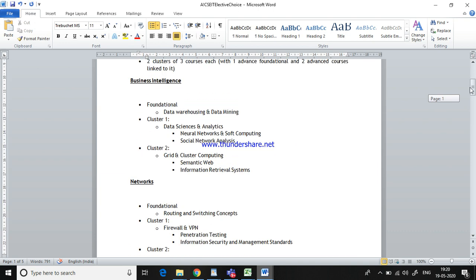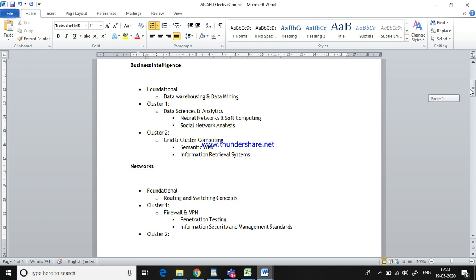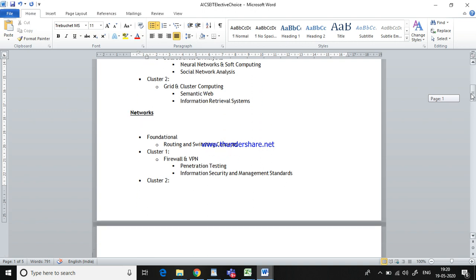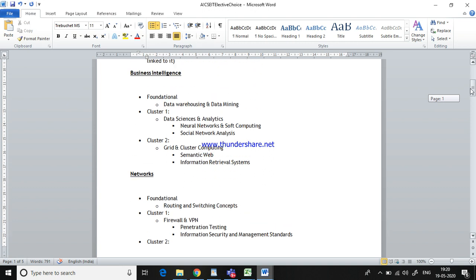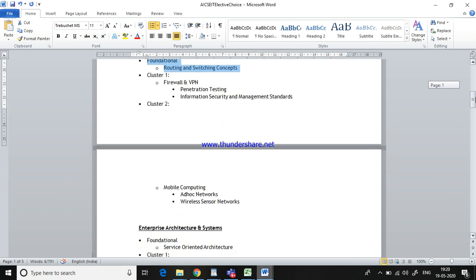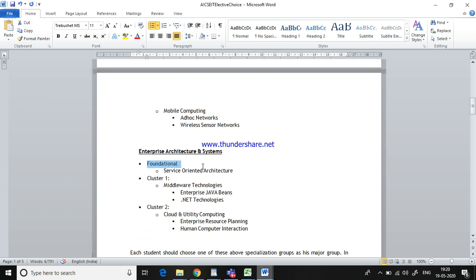The other rule is, after choosing a major group, the student has to choose a foundation elective from the remaining 2 groups. For example, if a student chooses the business intelligence as his major and he takes this as the foundation course and he chooses cluster 1, then he has to choose the remaining 2 foundation courses. He has to choose routing and switching concepts here, and then he has to choose service oriented architecture from the other groups.